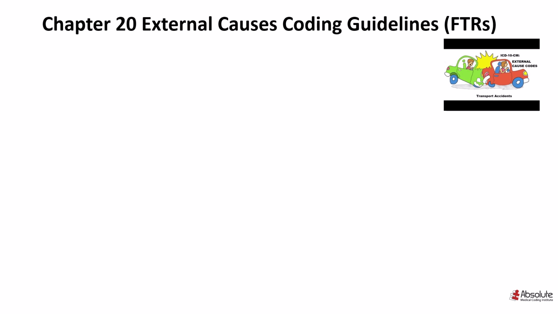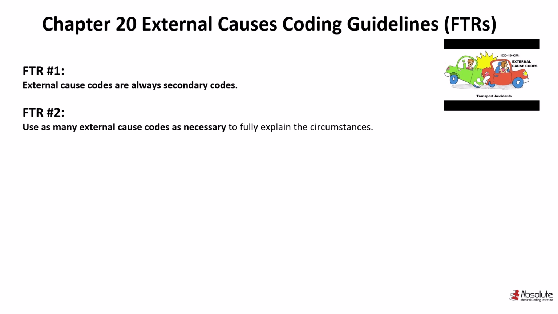Okay, coders, FTR number one, external cause codes are always secondary codes. Never ever sequence them first. FTR number two, use as many external cause codes as necessary to explain the circumstances.